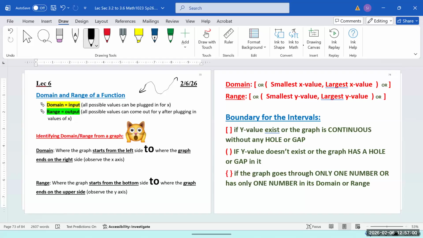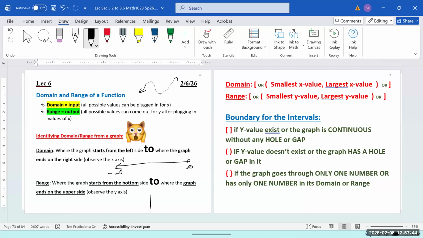Now, from a graph, if you want to find the domain, you need to observe what is the smallest X value you have on your domain until the largest X value you have on the domain. For range, you look at what is the smallest Y value we have on the y-axis, and then until the highest Y value on the y-axis. So Y is going to give you your range, X is going to give you your domain. So X runs from left to right, negative infinity to positive infinity. You observe all the points and see where your graph is running from and where it's stopping.